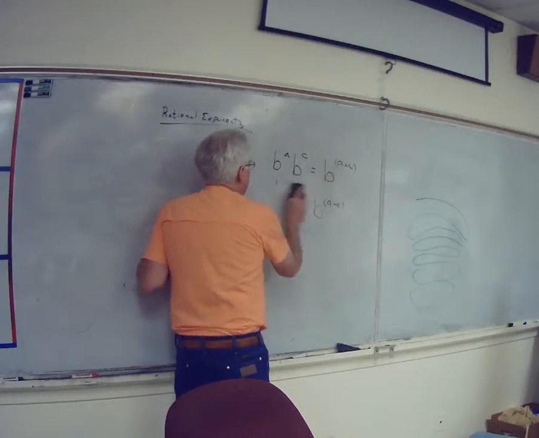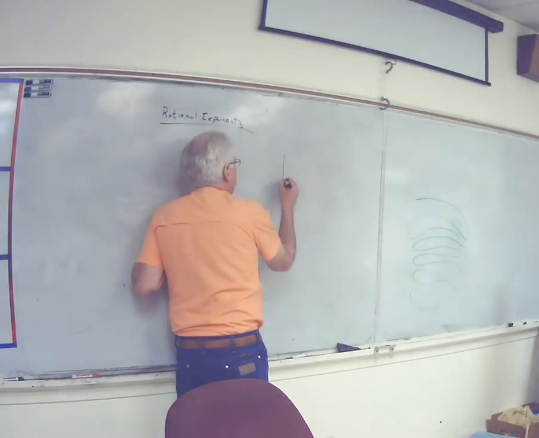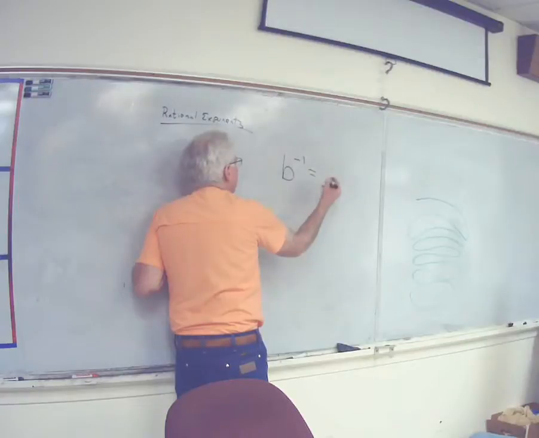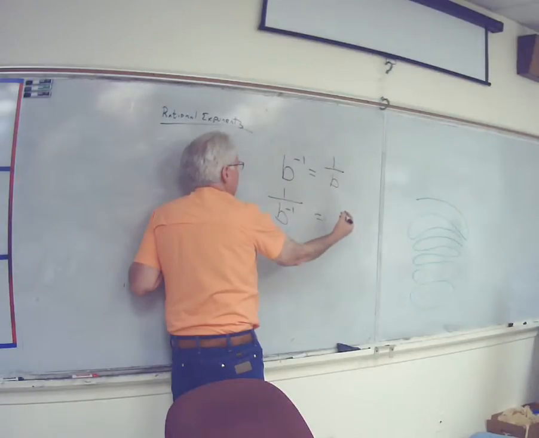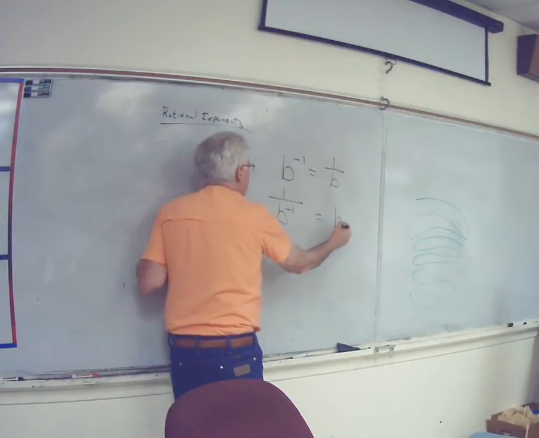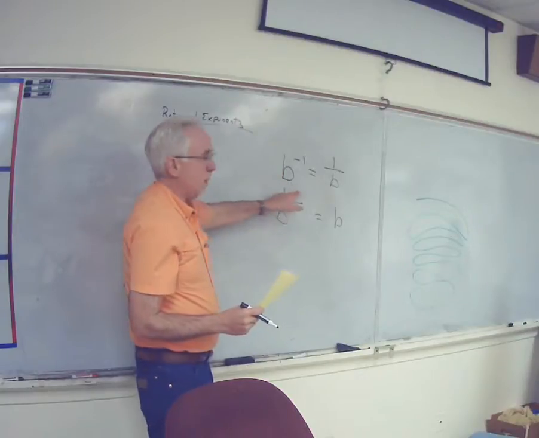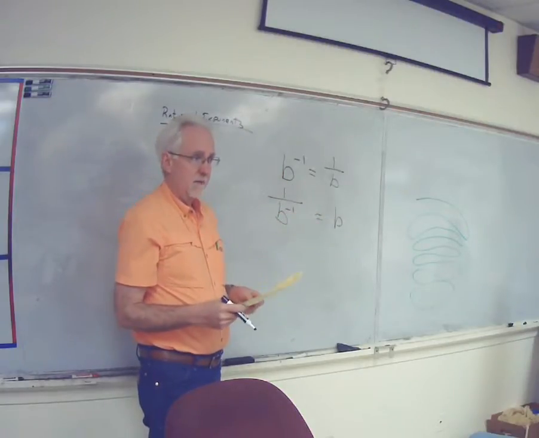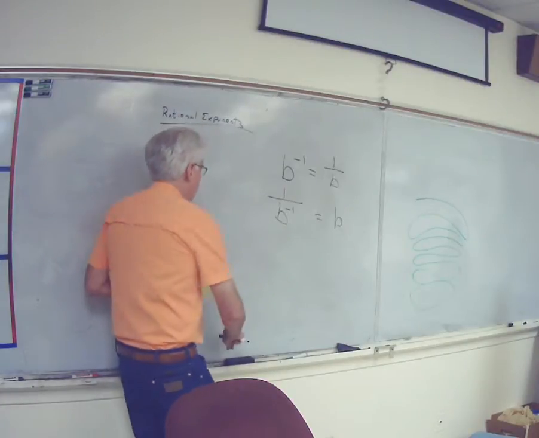All right. What you also need to know is, b to the minus 1 is equal to what? 1 over b. And if I have 1 over b to the minus 1, that's equal to what? B. All right. So you see that with a negative, you can just put it in the opposite spot and then take away the negative. Does that make sense? Okay, so you know that. And then there's one more.